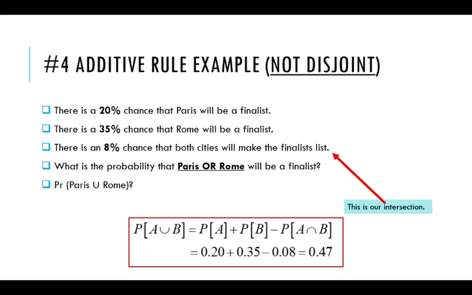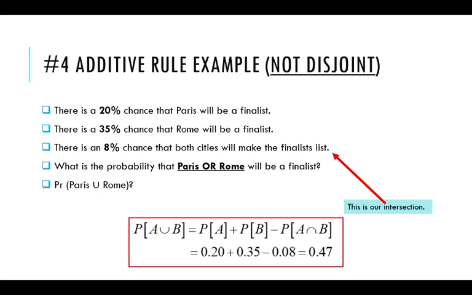So now we calculate. So let's just start by looking at the equation. We take the probability of A plus the probability of B minus the intersection, right? Minus the overlap. So the probability of A is 0.2, Paris will be a finalist. The probability of B, 0.35, Rome will be a finalist. Subtracting off the intersection, 0.08. So we have a probability of 0.47 that Paris or Rome will be on the finalist list.